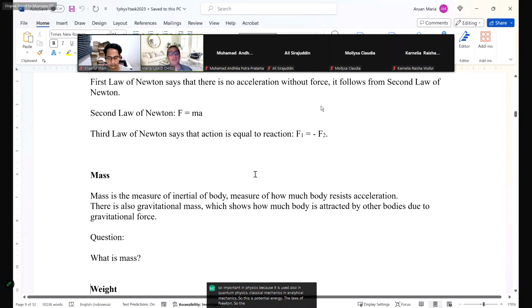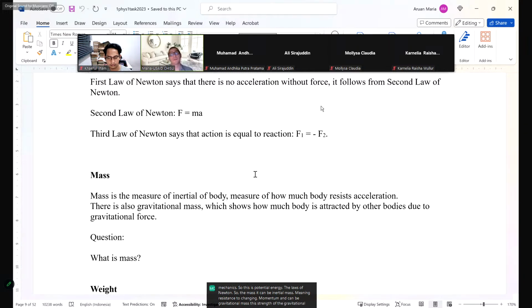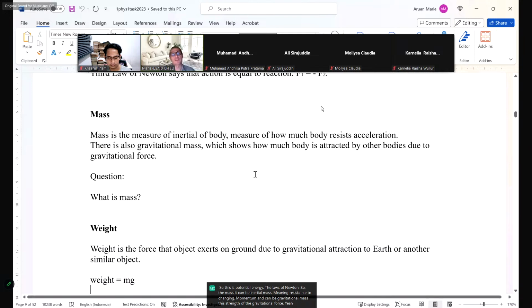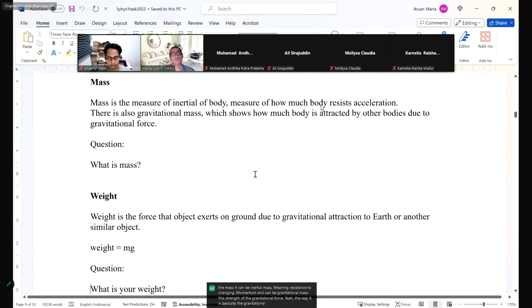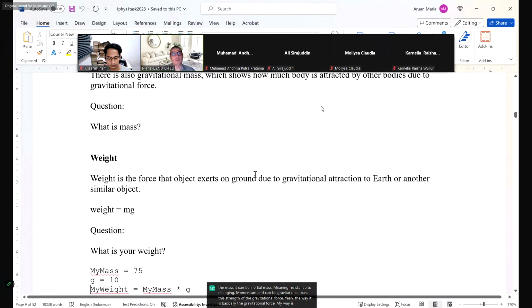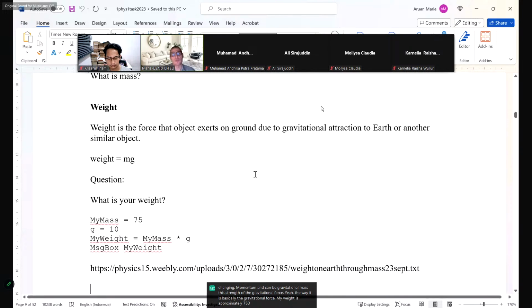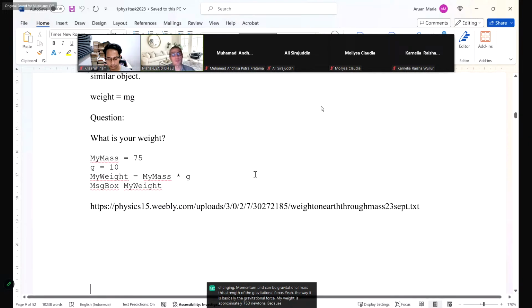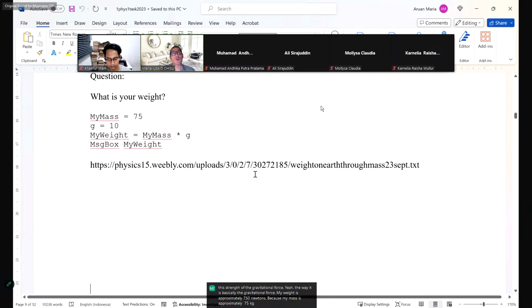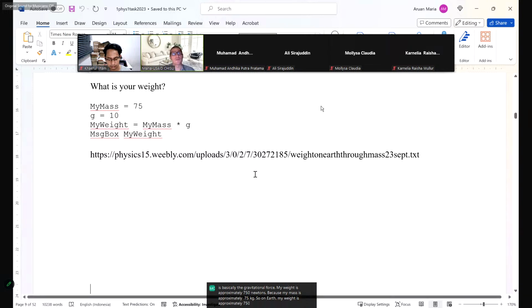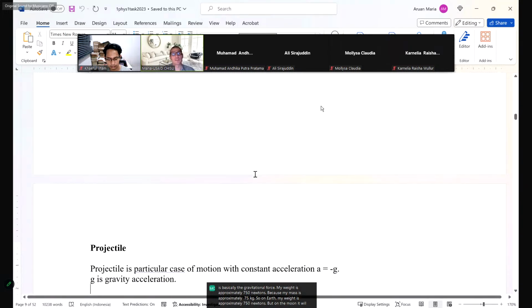The mass can be inertial mass, meaning resistance to changing momentum, and can be gravitational mass, the strength of the gravitational force. The weight is basically the gravitational force. My weight is approximately 750 newtons because my mass is approximately 75 kilograms. So on Earth, my weight is approximately 750 newtons. But on the moon, it will be six times smaller.